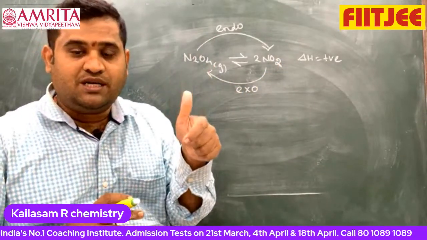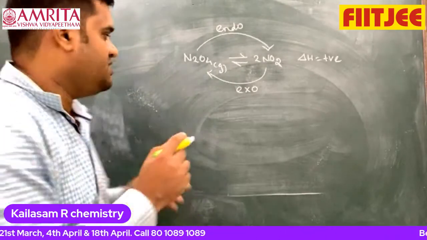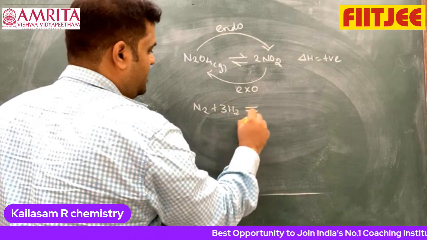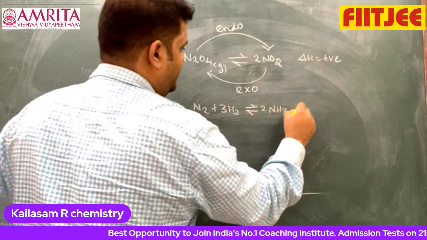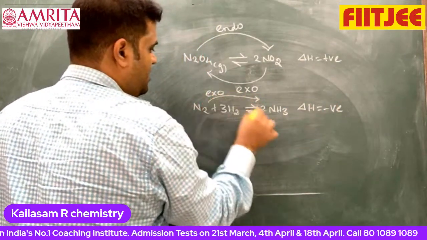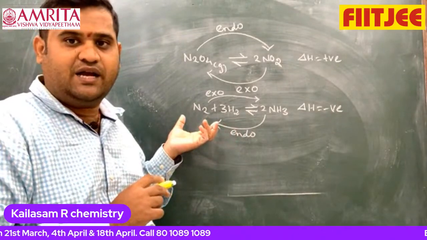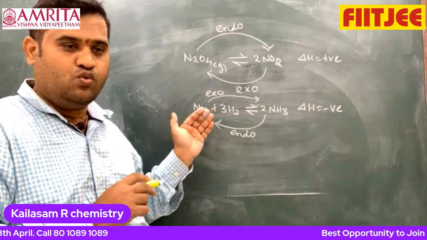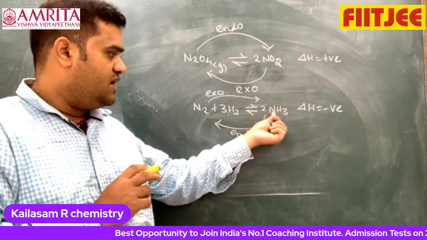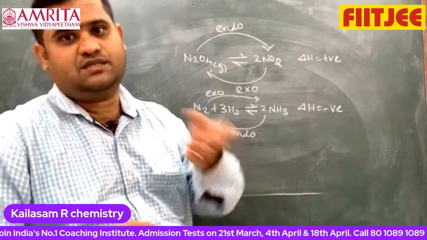What about the equilibrium constant? It changes, because the equilibrium constant depends on temperature. Suppose I take N2 plus 3H2 equilibrium 2NH3, where delta H is negative. That means forward is exothermic and backward is endothermic. When temperature is decreased, that is cooling, equilibrium goes towards the forward direction. On heating, decomposition takes place, because the stress is on the product side and equilibrium goes towards the backward direction. What about the equilibrium constant? It changes.